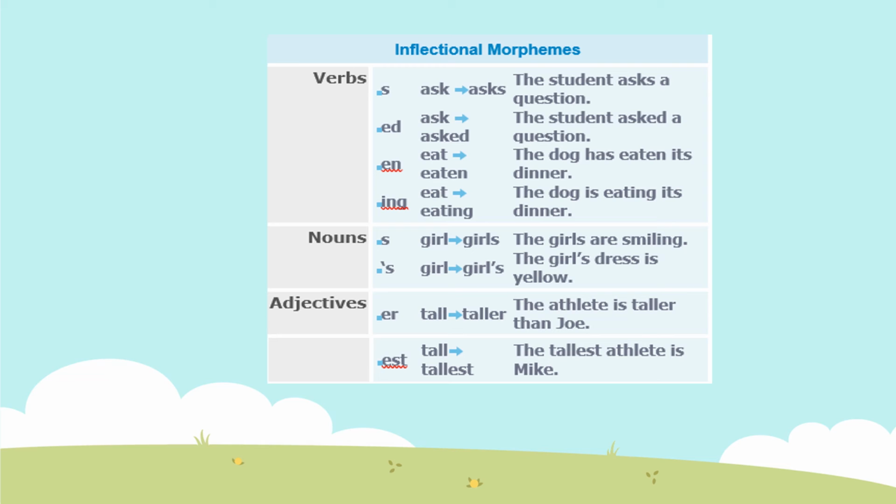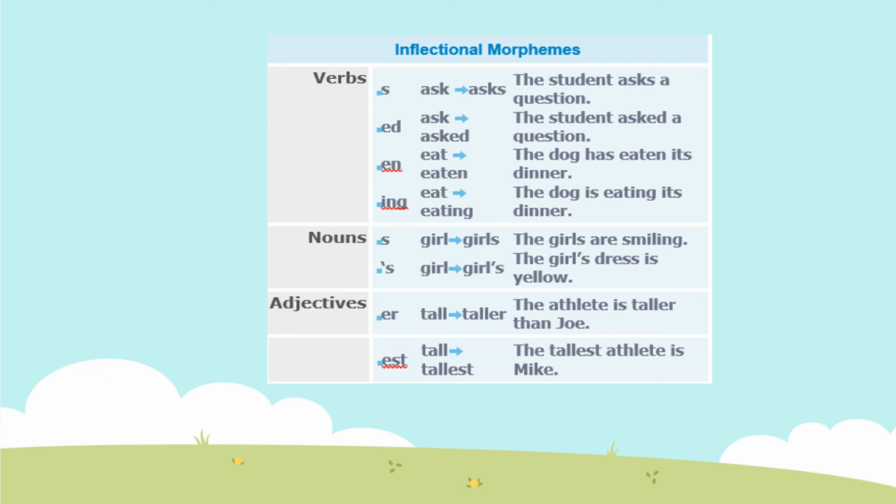Now we are going to add ing. It becomes eating. Example, the dog is eating its dinner. Next, in the nouns. Example is girl. If we add s, it becomes girls. Example, the girls are smiling.